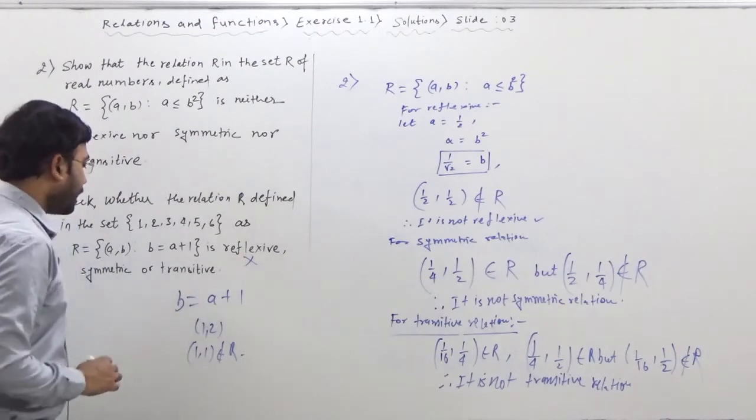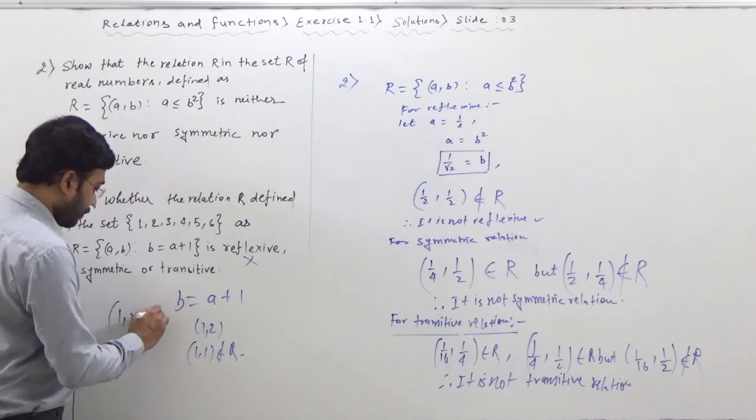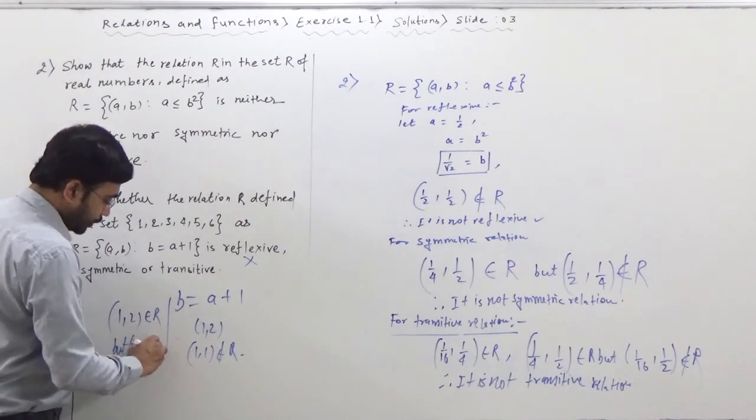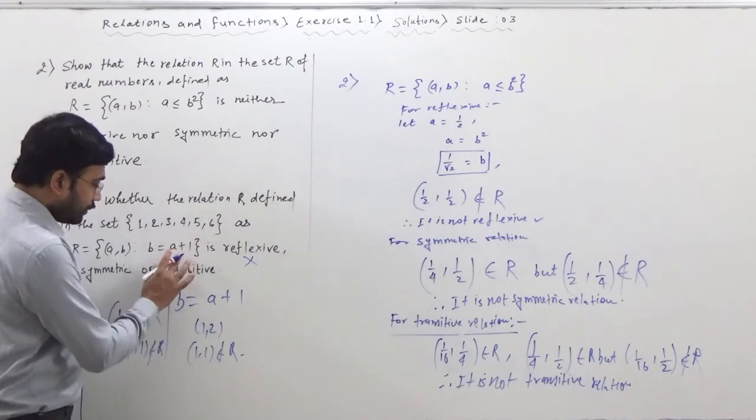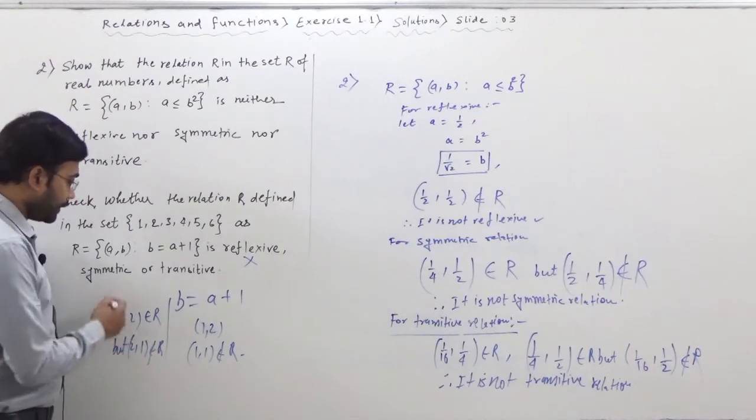Now what about symmetric? Of course it is not going to be symmetric. 1 comma 2 is okay, belongs to R, but 2 comma 1 is highly impossible. 2 comma 3 is possible, but 2 comma 1 is not possible. So this is not going to be a symmetric relation.